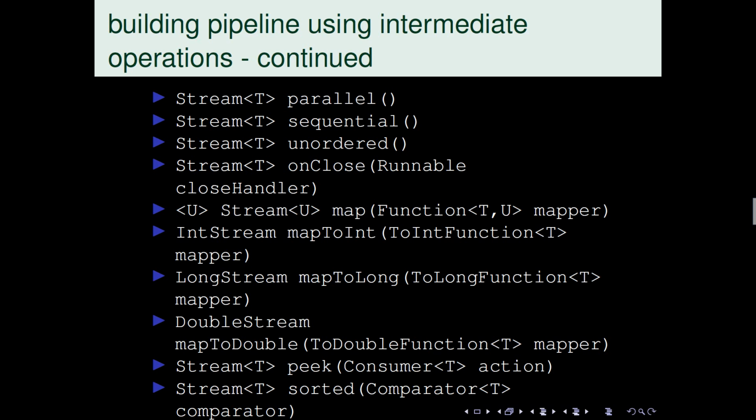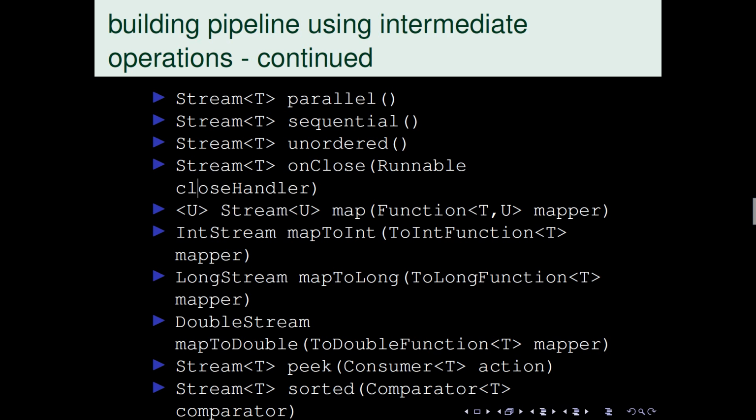Now map is a transformation function. It transforms each element of type T into an element of type U. So that's a mapper from T to U. A stream of T becomes a stream of U. For example, you have a stream of account and it can become a stream of names. So the output side will be all names, a stream of string.